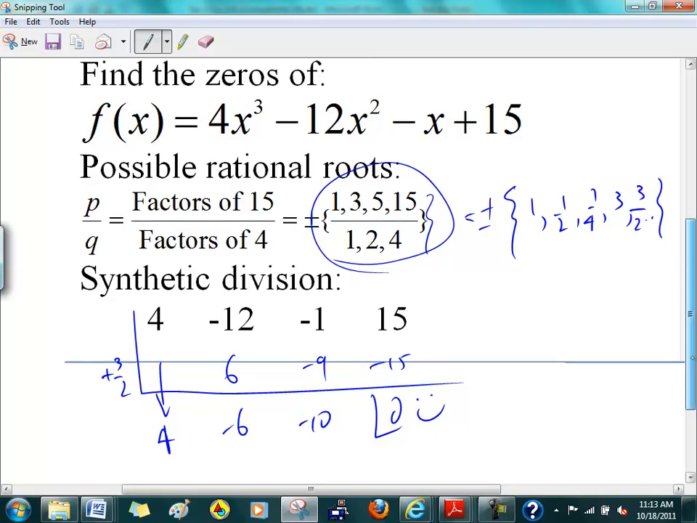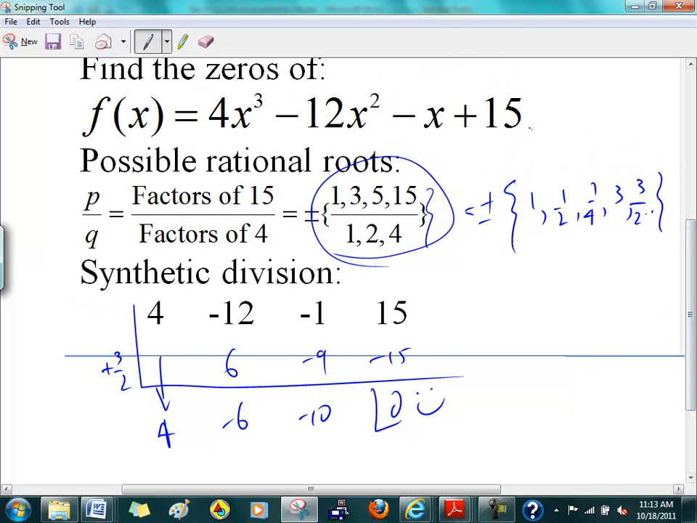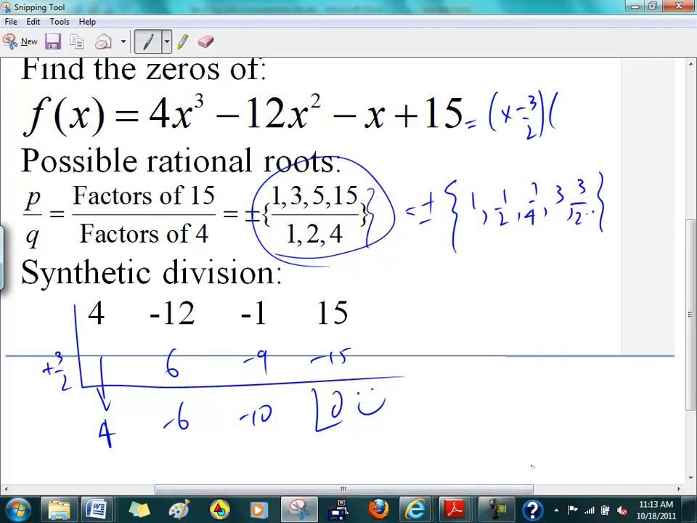So that means that one possible factor of this is going to be x plus 3 over 2 or minus 3 over 2. Nice, good job. And then the other part's going to be 4x squared minus 6x. Nice. Okay, and remember you're trying to solve this being equal to 0.